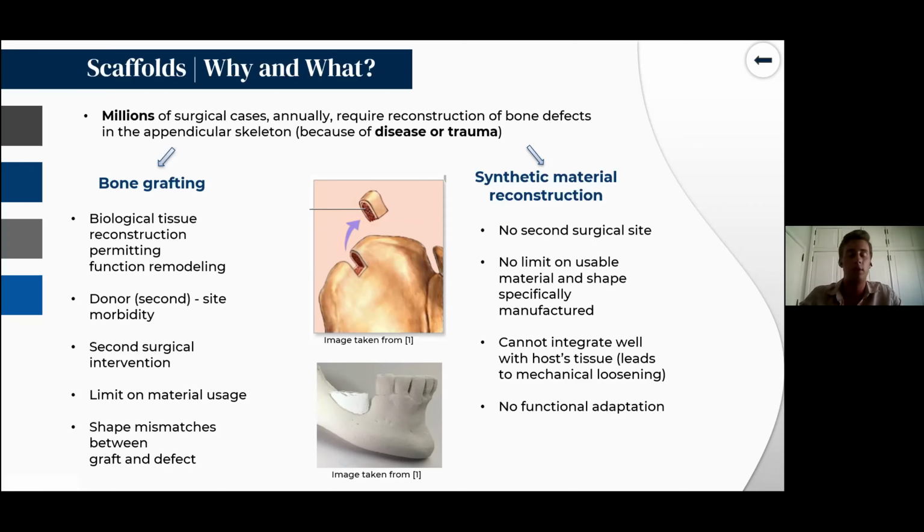The other type of therapy used very often is synthetic material reconstruction, in which you do not need a second surgical site because you're fabricating a type of structure to be implanted into the defect. And there's no limit on the material when you're not thinking about costs, of course. And you can specifically shape the geometry for the defect. But it also has its shortcomings, such as sometimes the material cannot integrate very well with the host tissue.